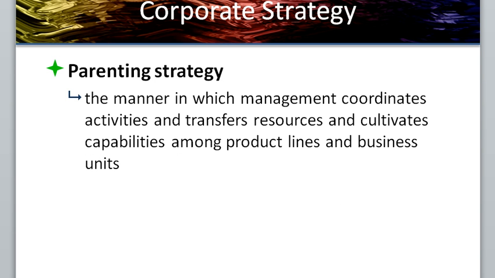Now, a parenting strategy is how management is going to coordinate the activities among the different product lines and business units to transfer, allocate, and be responsible for corporate resources and capabilities. If you hear the term parent company, you might talk of a division or a store, and a store is just part of a larger company. So the parent company is really the head, the top of the leadership, deciding what's best for all its different products, brands, and units within it.